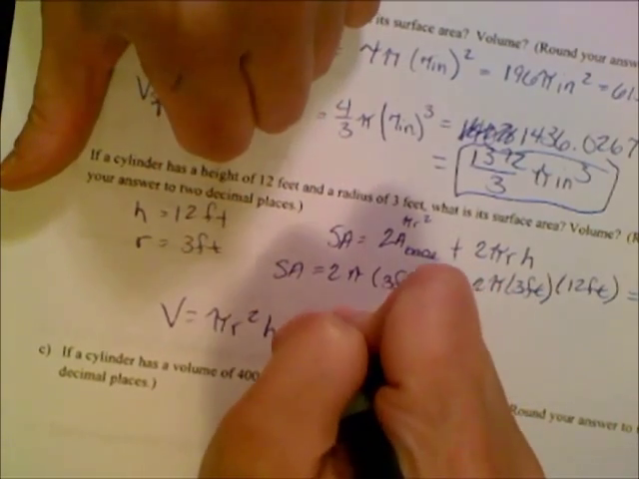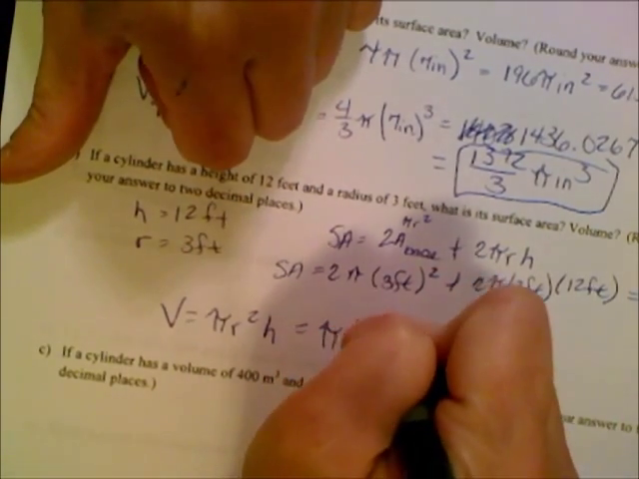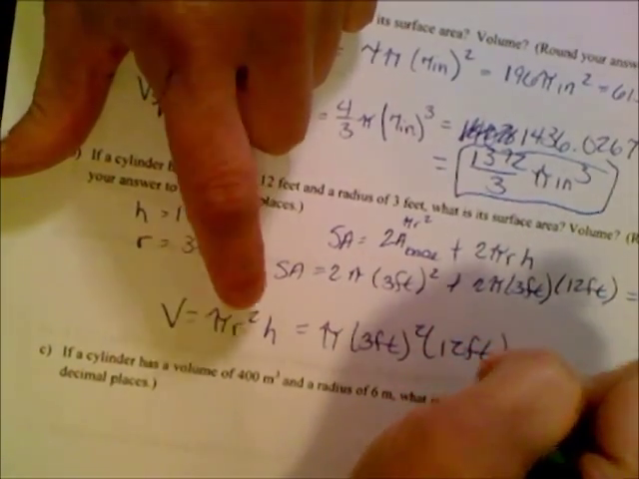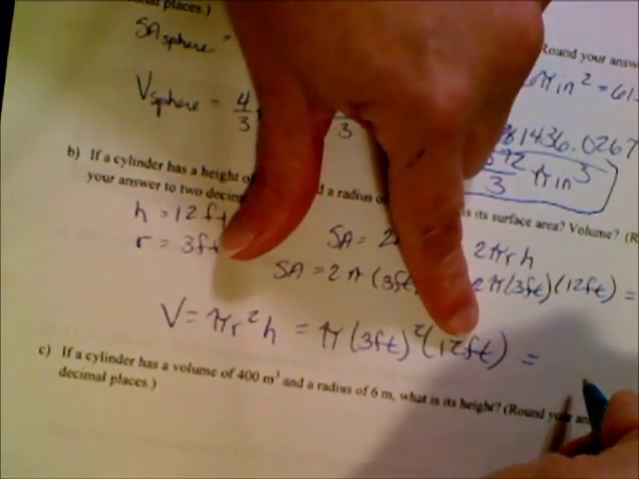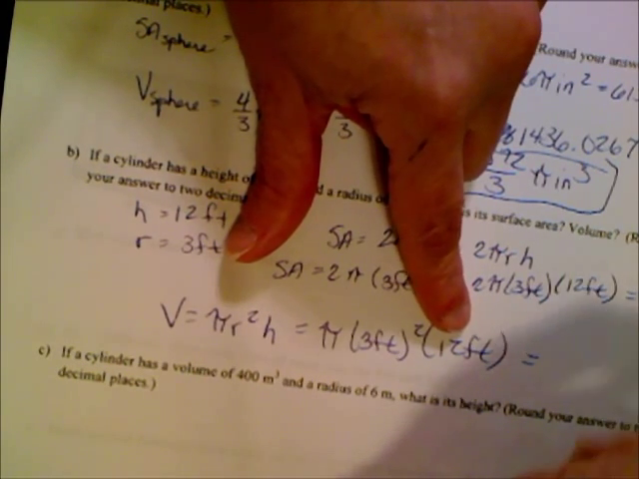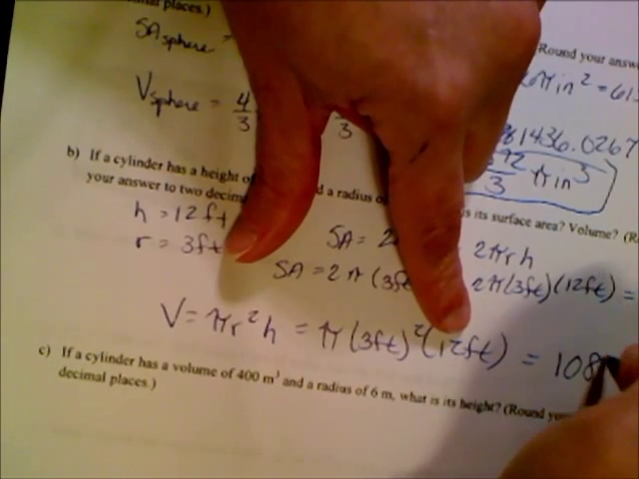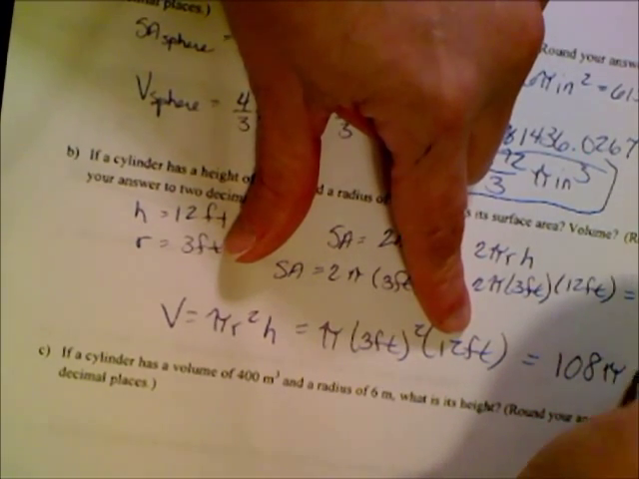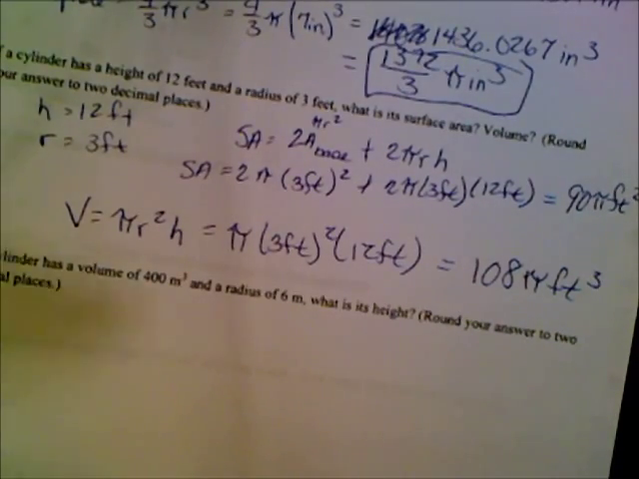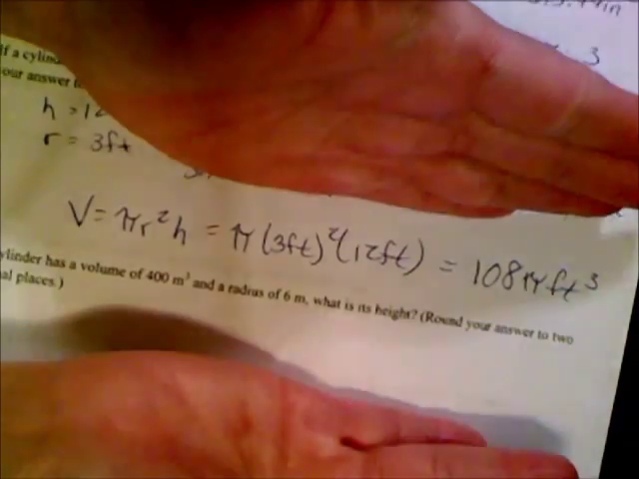So you're going to get pi times 3 feet squared times 12 feet. So that gives you 9 times 12. Well, what's 9 times 12? So you're going to get 108 pi feet cubed. Okay? Notice I did that not using 3.14. I did that without a calculator.